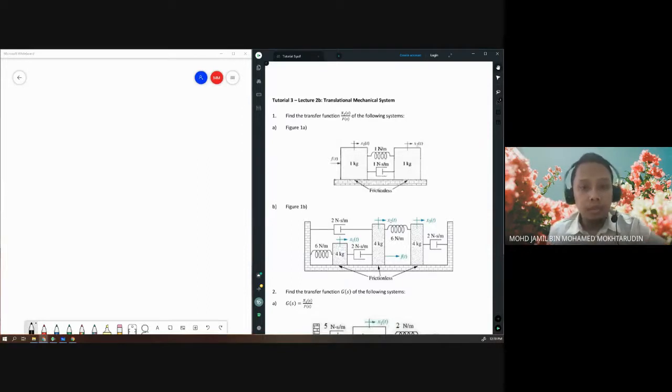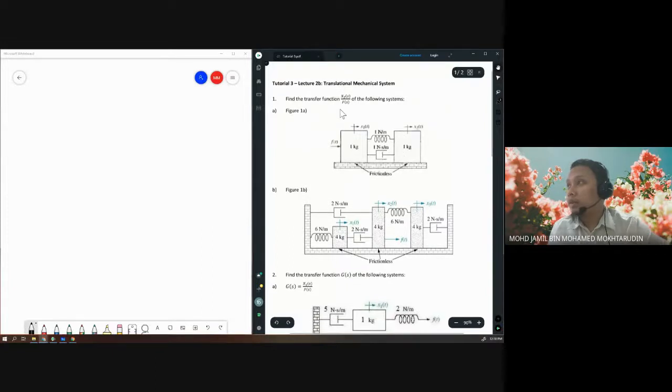Okay, so today we will continue with our tutorial. So tutorial number 3. Last week we learned about lecture 2B regarding modeling the dynamics of translational mechanical systems. So we will continue with the same topic, but we will discuss tutorial number 3. Let's look at the questions one by one.